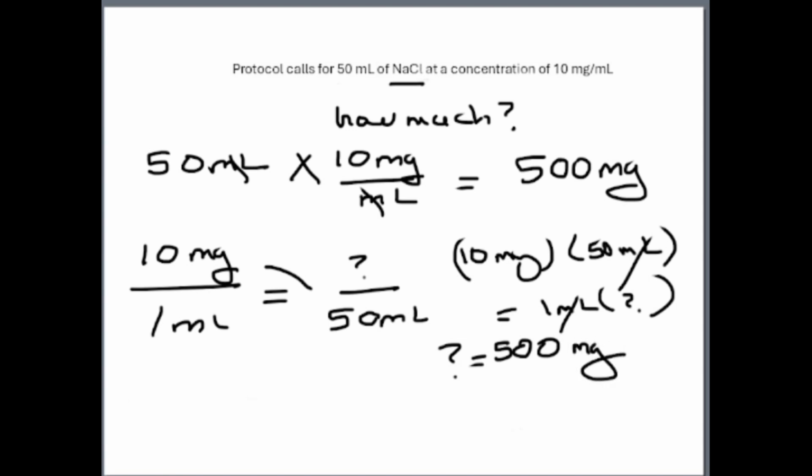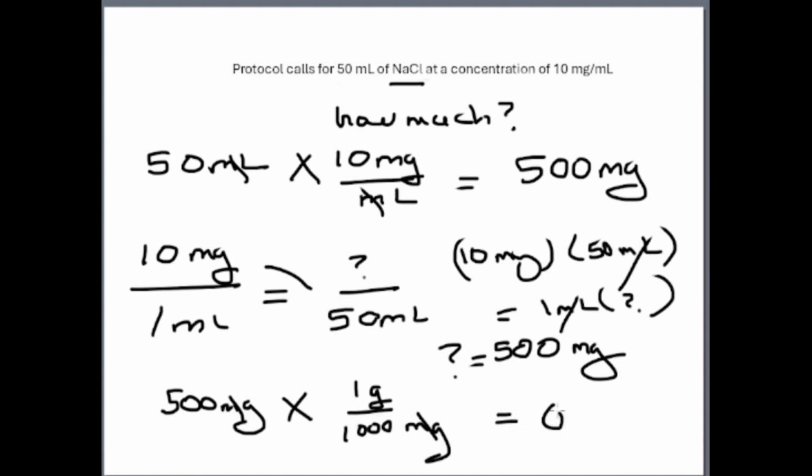But there's one more calculation we have to do here, because balances, that is laboratory scales, are not usually calibrated in terms of milligrams. They're calibrated in terms of grams. So we have to convert 500 milligrams to grams. Well, we want 500 milligrams, and we know that 1 gram is equivalent to 1,000 milligrams. So using unit canceling, we can say that 500 milligrams divided by 1,000 equals 0.500 grams.